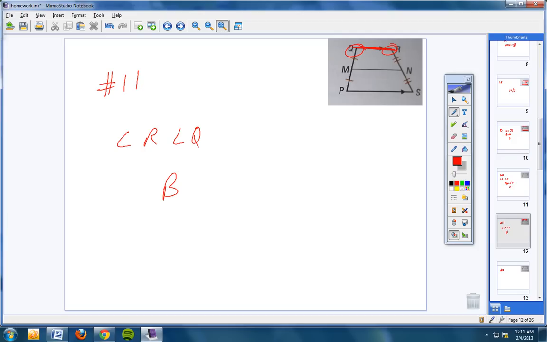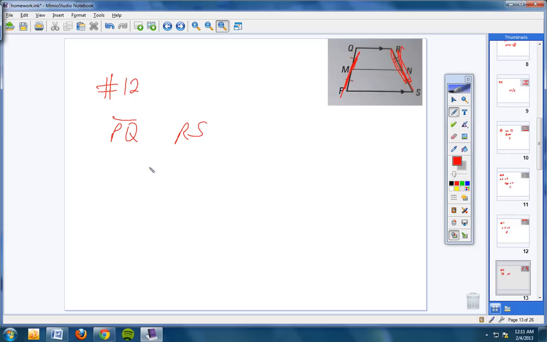All right, number 12, PQ and RS. Well, here's PQ, here's RS. They're the non-parallel sides. We called those legs, and that's letter A. All right, moving on to number 13 also.